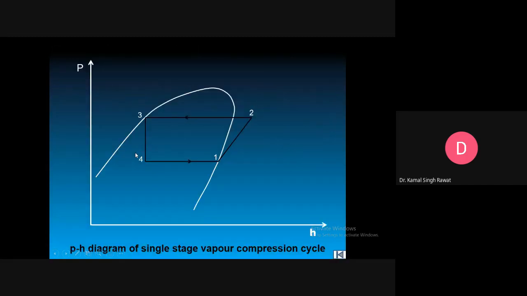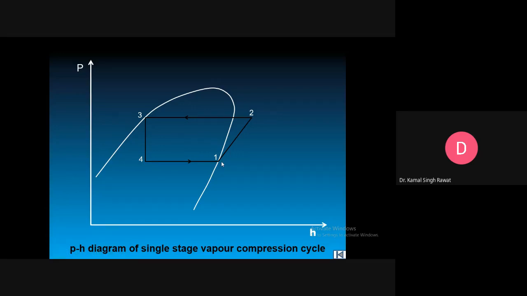So this is the pH diagram. Suppose this is the condenser pressure and this is the evaporator pressure. If we calculate the COP, we get H1 minus H4 divided by H2 minus H1. So this is the COP of the system.